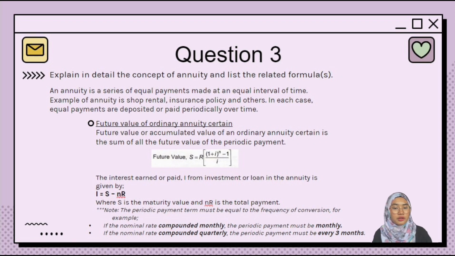The interest earned or paid, I, from an investment or loan in the annuity is given by I equals S minus nR, where S is the maturity value and nR is the total payments. Note: the periodic payment term must be equal to the frequency of conversion. For example, if the nominal rate is compounded monthly, the periodic payment must be monthly. If the nominal rate is compounded quarterly, the periodic payment must be every 3 months.